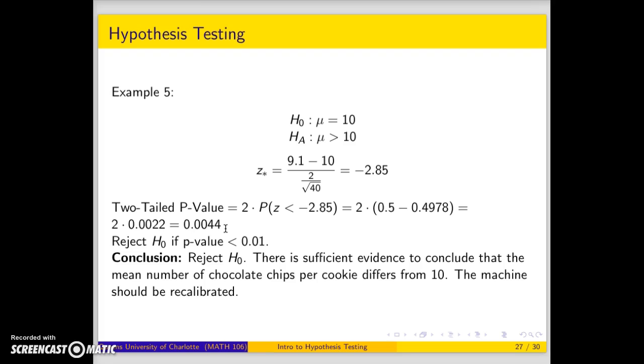That's the rejection rule. Therefore, we reject H0 since our p-value is less than alpha. And there is sufficient evidence to conclude that the mean number of chocolate chips differs from 10. So we would recalibrate the machine.